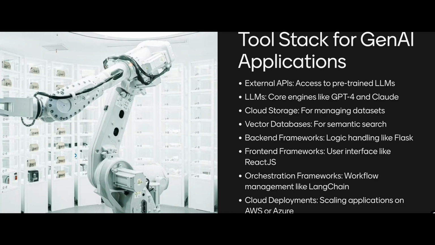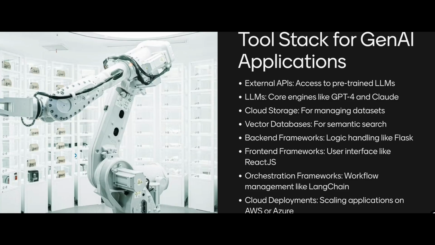Next, backend frameworks and servers. Handling the logic and processing behind your application uses backend frameworks and servers. For example, Flask or FastAPI can be used for Python-based applications. Next is the front-end framework. It provides the user interface for the end user to interact with your application. For example, React.js or Angular can be used for the web app of your front-end application.